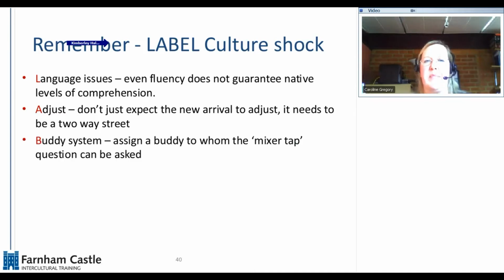Expectations is the next one. I think culture shock, the whole adjustment period, can last a lot longer than you would initially think. It's not a matter of weeks, it's not a matter just of a couple of months really. It can bubble on after that.